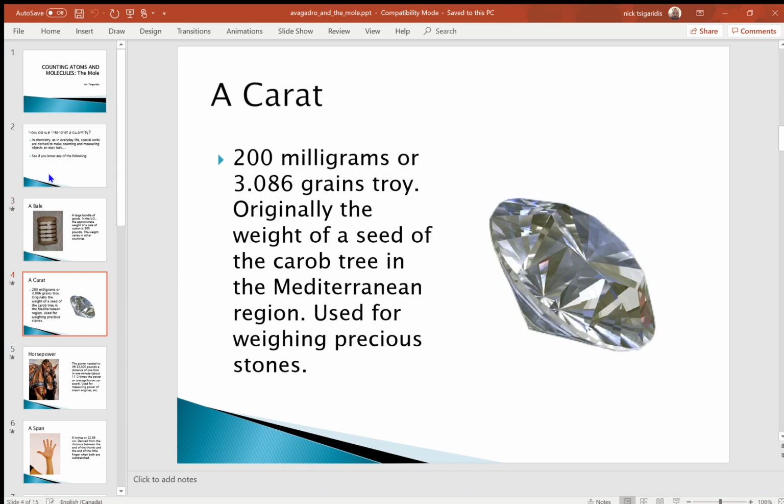Well, it turns out that when we're talking about a carat, we're talking about 200 milligrams or 3.086 grains troy, which is another measurement there. They use carats to measure how big a diamond is, but when we're talking about it, we're really just talking about weight. It's just we use that to help us understand and to use smaller figures. So instead of saying I have a diamond that's 450 milligrams or 500 milligrams, I can just say I have a 2 carat or 2.5 carat diamond or something along those lines.